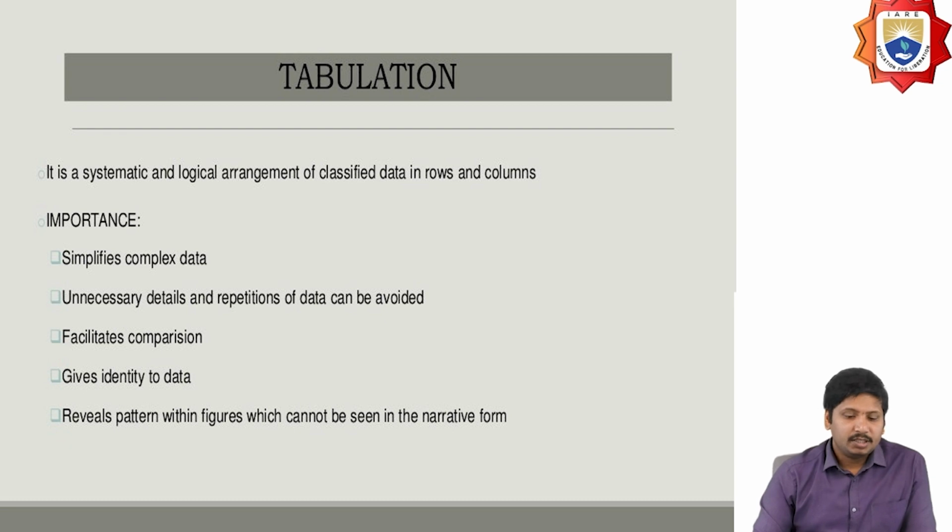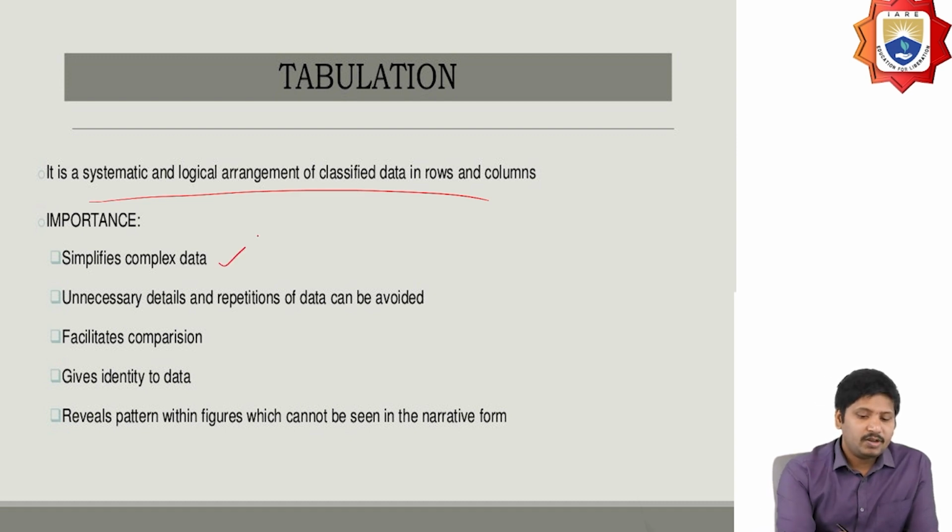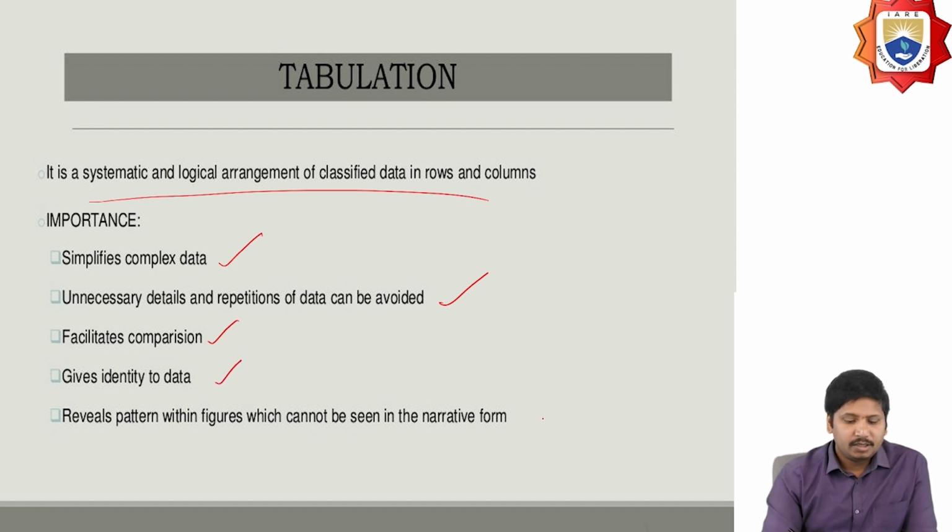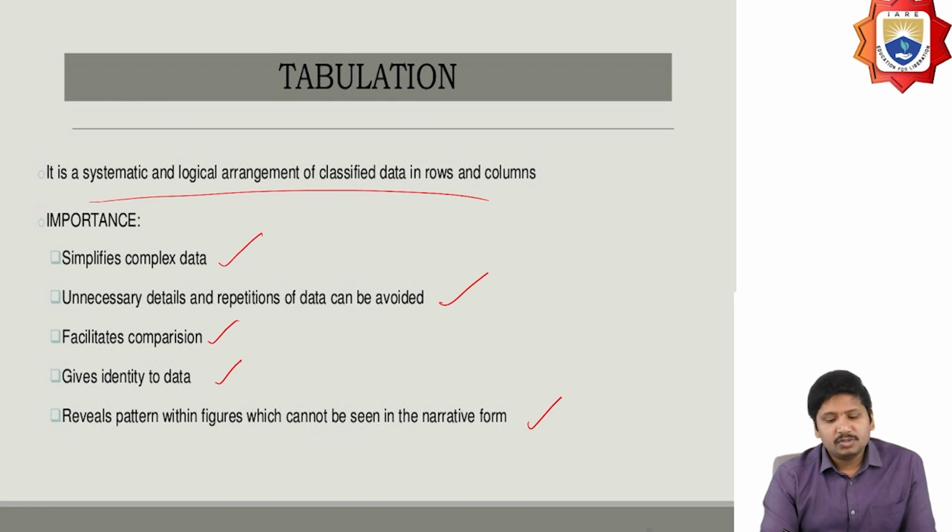Tabulation is nothing but a systematic and logical arrangement of classified data in the form of rows and columns. Its main importance is that it simplifies complex data, unnecessary details and repetitions can be avoided, it facilitates comparison, gives identity to the data, and reveals patterns within figures which cannot be seen in narrative form.